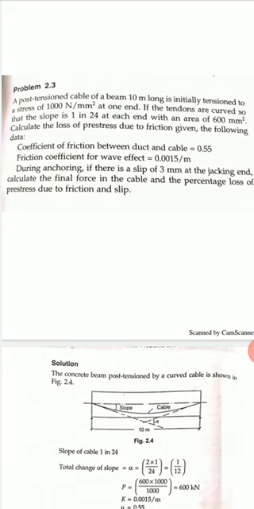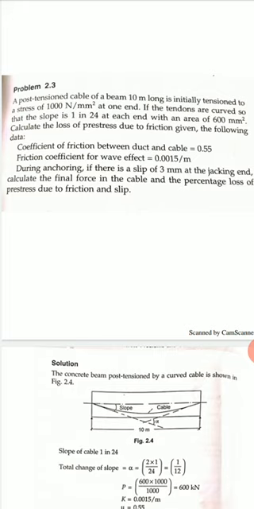Okay, so now here we are with the example where we need to calculate the loss of prestress due to friction only. Now these examples might come for 8, 10 or 12 marks where we are concentrating only on losses due to friction. What is given is coefficient of friction between duct and cable is 0.55. Coefficient of friction for wave effect is 0.0015 per meter. During anchorage, slip is 3 mm at the jacking end. So we have to calculate the final force in the cable and percentage of loss of prestress due to friction and slip.